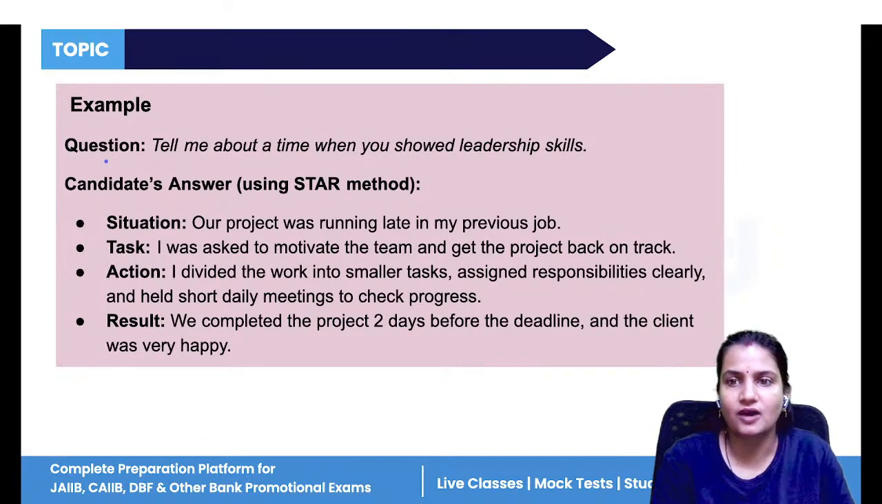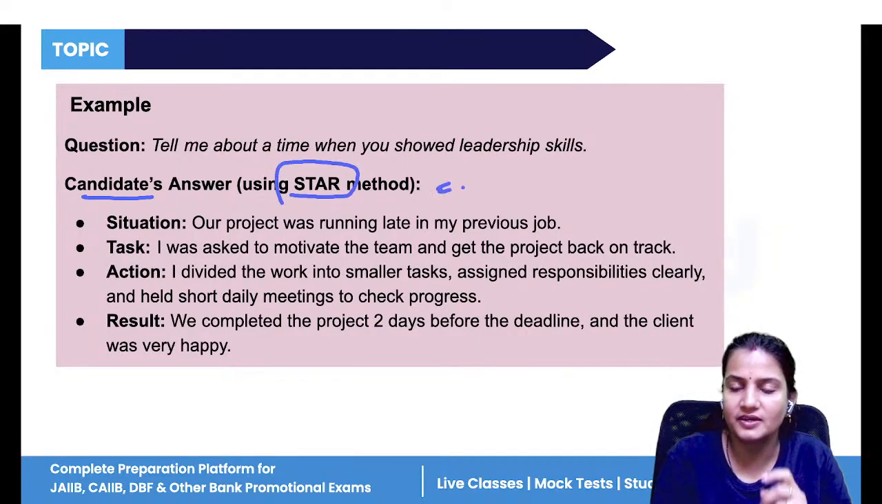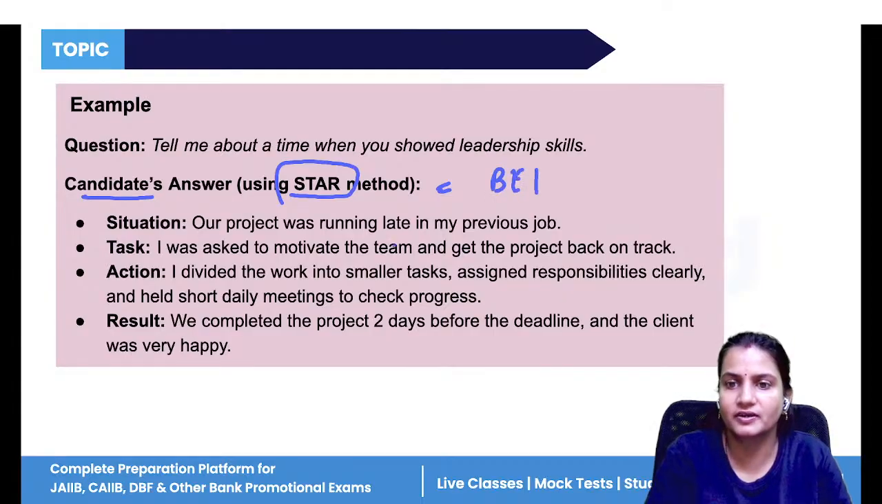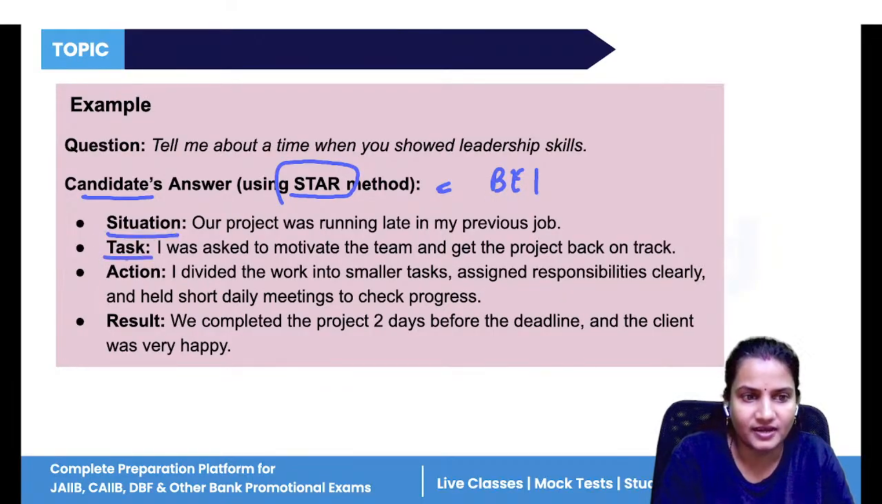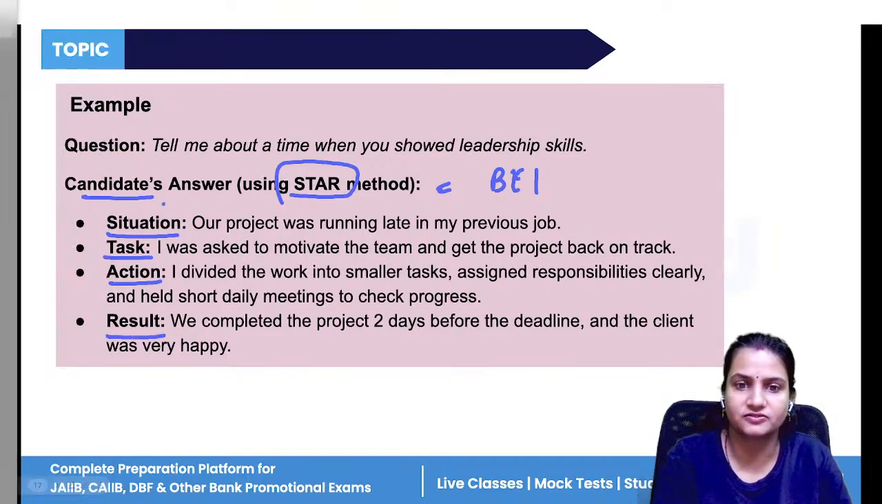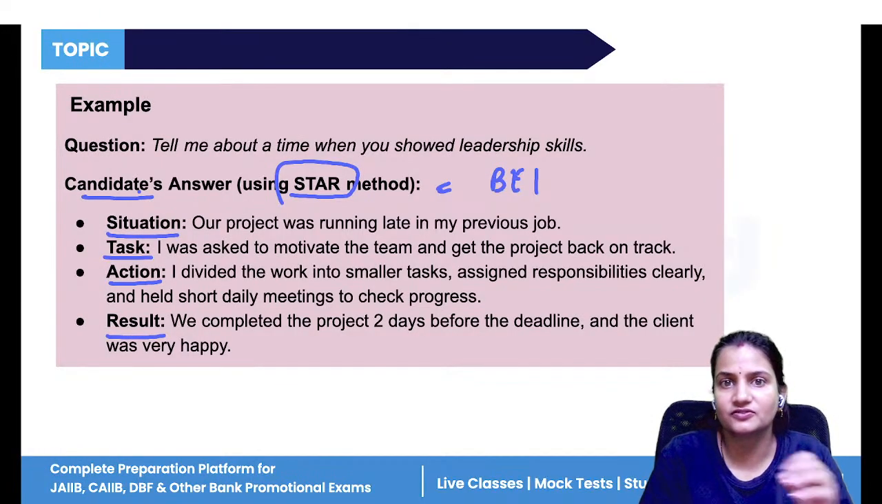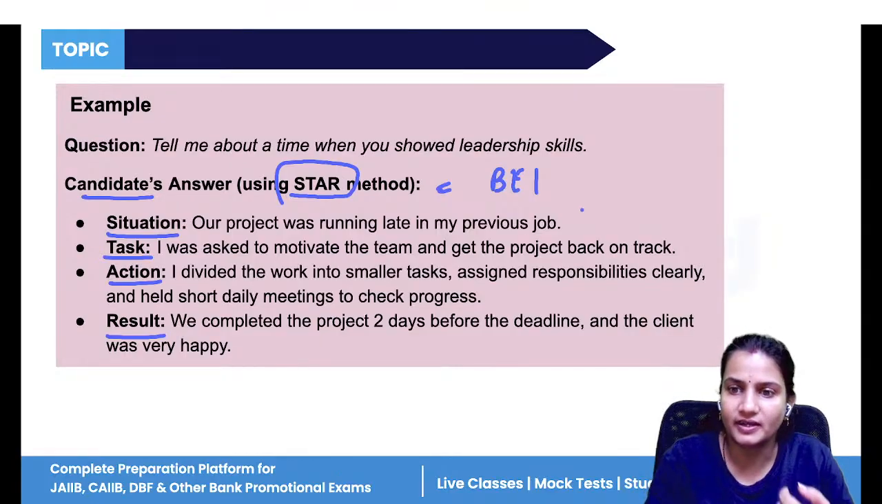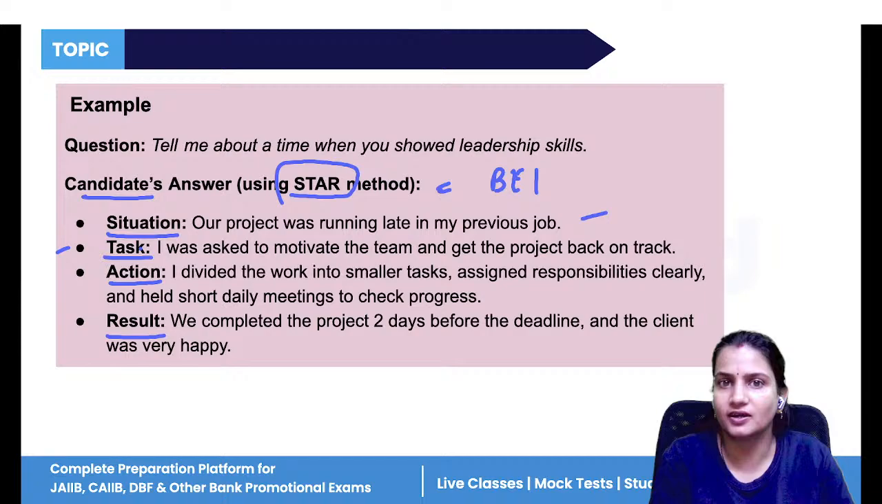Now, when the interviewer has asked the question, the candidate will answer using the STAR method. This is a very important method in the behavioral event interview. Now, what is STAR? S stands for situation, T stands for task, A stands for action, and R stands for result. Situation is what the situation was at that time. You will describe it briefly. Then, what task you did to handle and manage that situation.